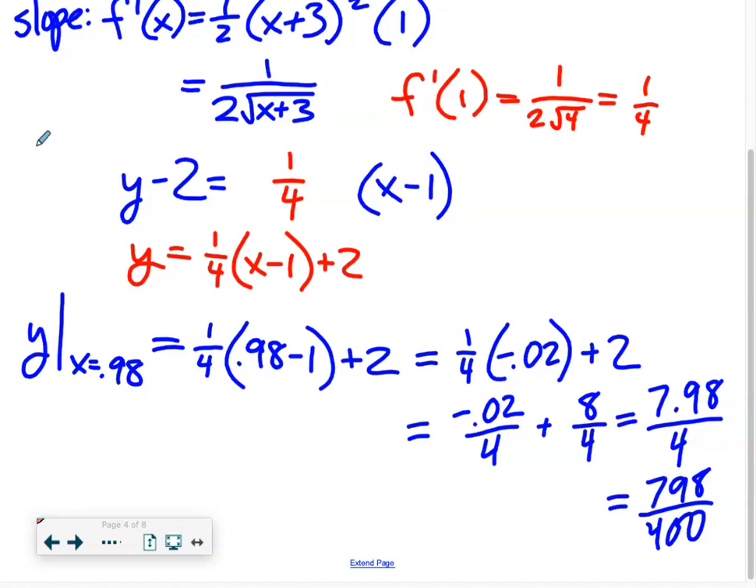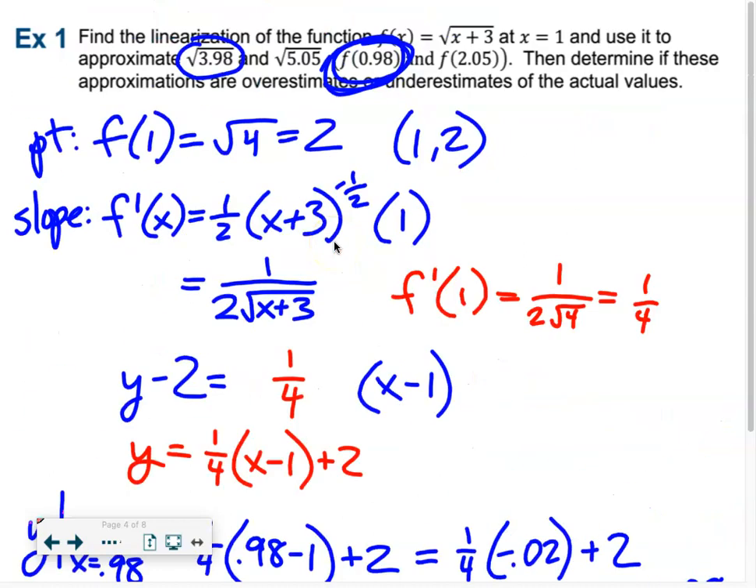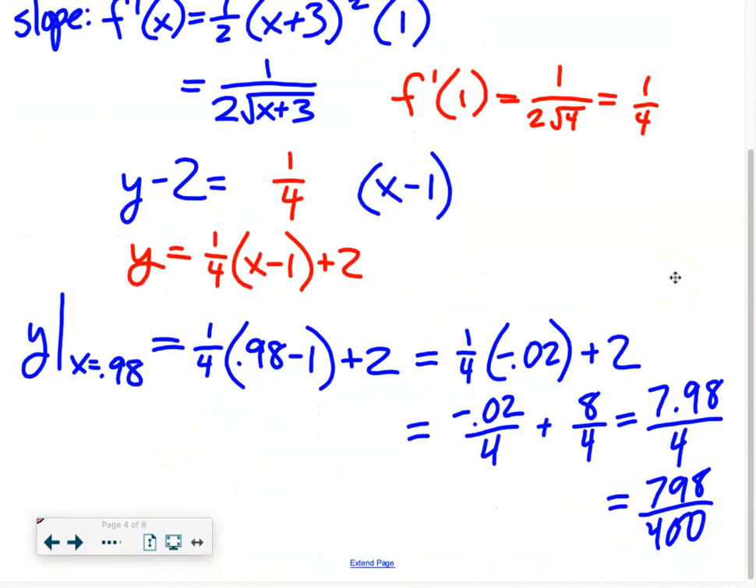Okay, so I want you guys now to do the same thing for the approximation of the square root of 5.05, which is the same thing as f of 2.05. So I want you guys to use your tangent line to approximate f of 2.05. So take a moment, plug a 2.05 into your tangent line, and see what you get.